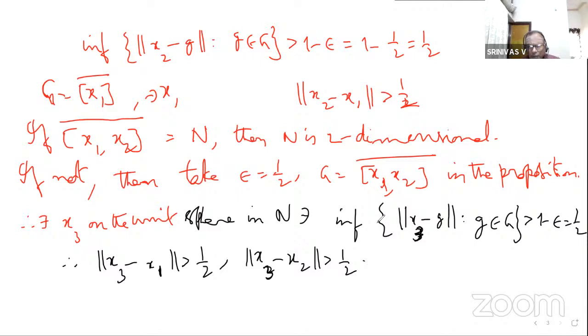Because infimum is less than or equal to each of these values, the norm of x3 minus x1 will be greater than or equal to this, and that is greater than half. So this will be greater than half.